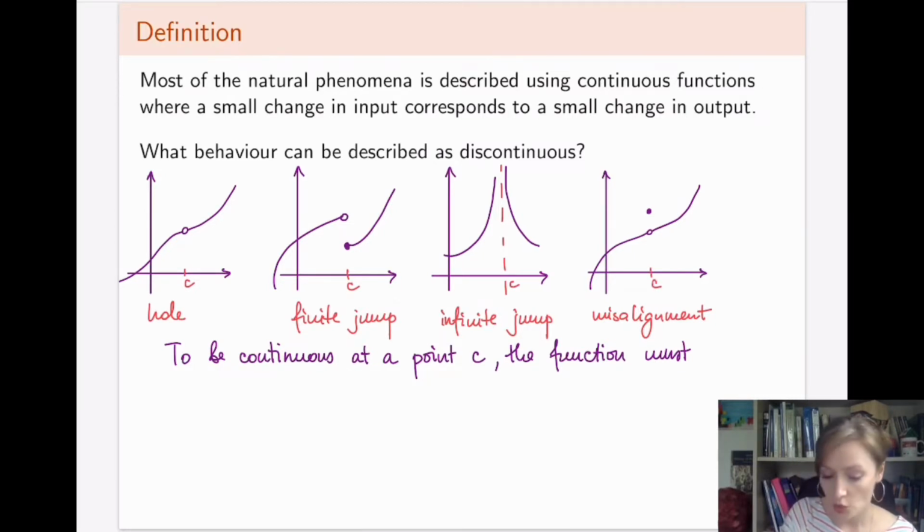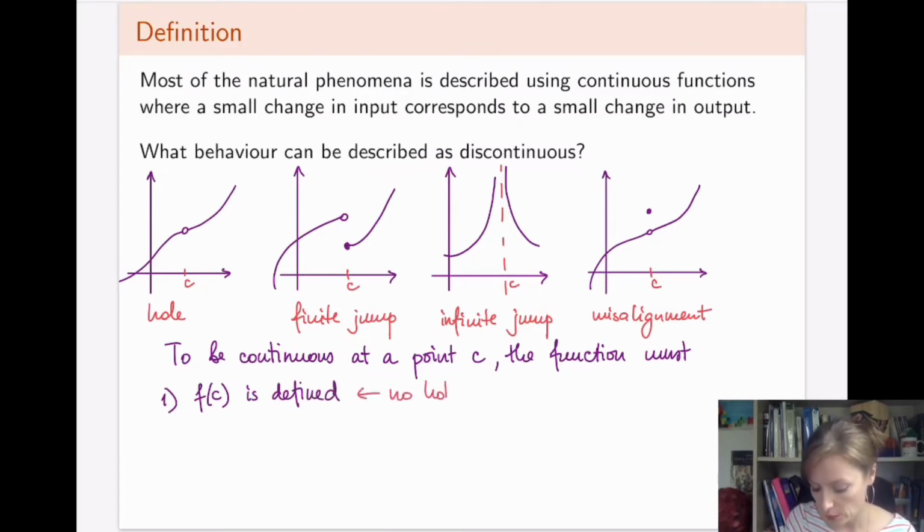Okay? So how do we avoid having a hole? A hole is when the function does not even have a value at that point. So in order to avoid having a hole, we must have that f(c) is defined. Okay, and this will guarantee that my function cannot have holes.